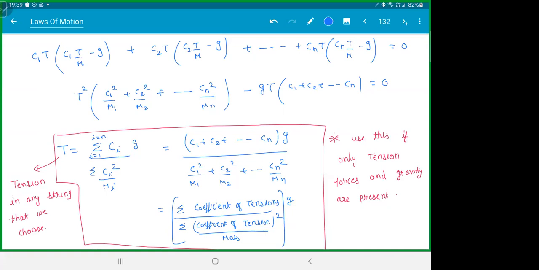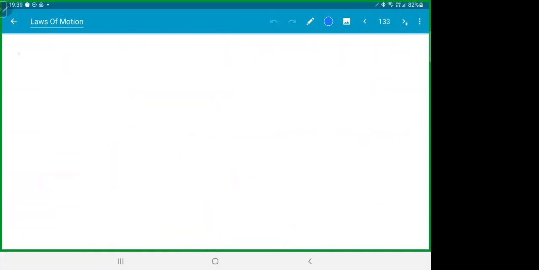Next one, see. Example. Let's do our problem which we did right now. This one. So this is 3m, this is 2m and this is m. This is how you do this. Step 1, choose any tension. Let this be T. So if this is T, this will be T by 2 and T by 2. Agreed? This we had to do.